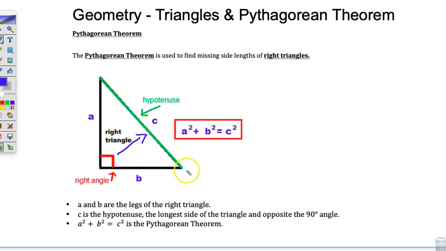So it's really important that you know which side is equal to the C in the Pythagorean theorem. A and B, it doesn't really matter. They can be interchanged here for the side length.